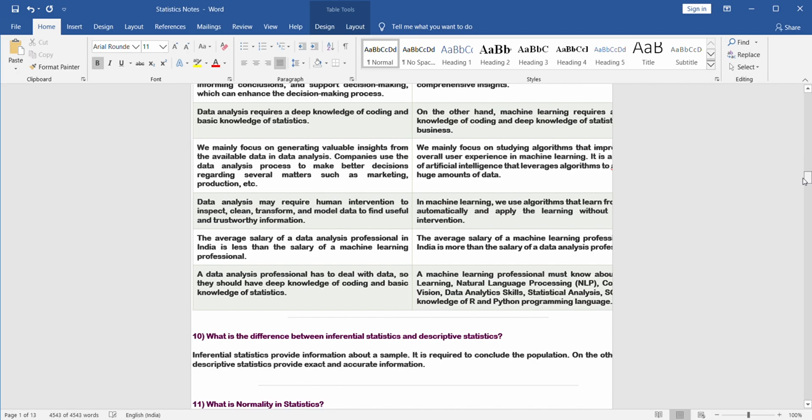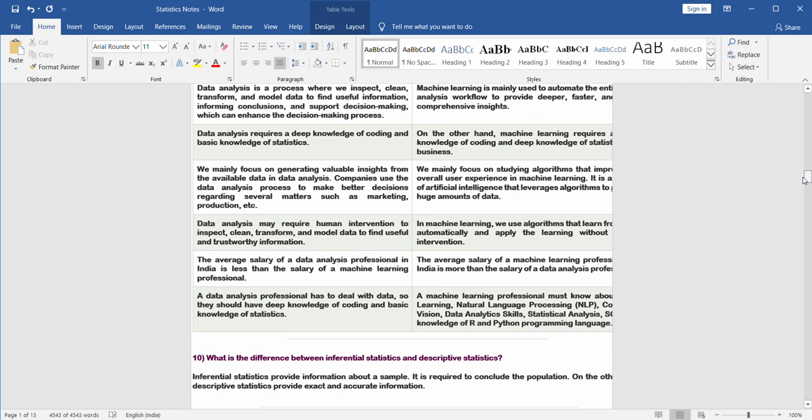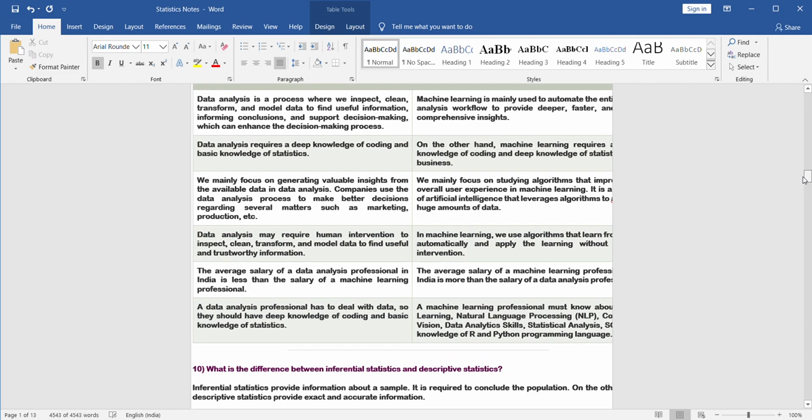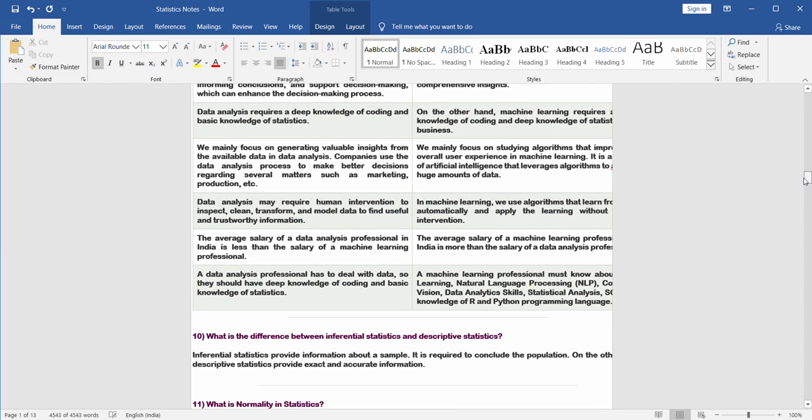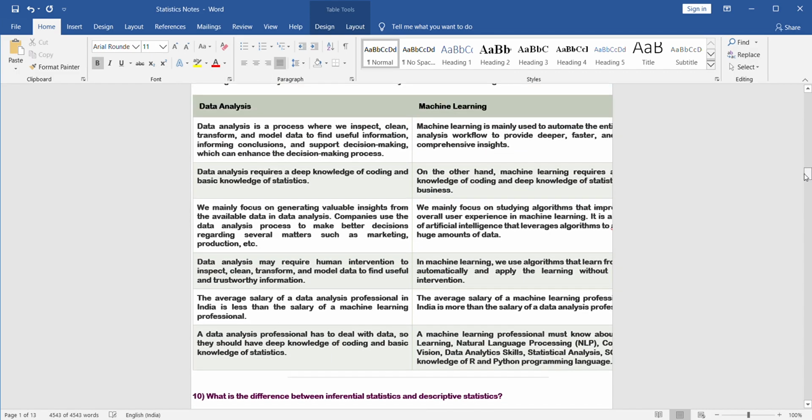The machine learning professional needs to know more than the data analysis professional, including natural language processing, data analytics skills, statistical analysis, and knowledge of R, Python, etc.